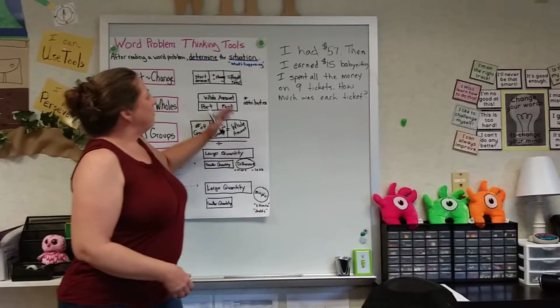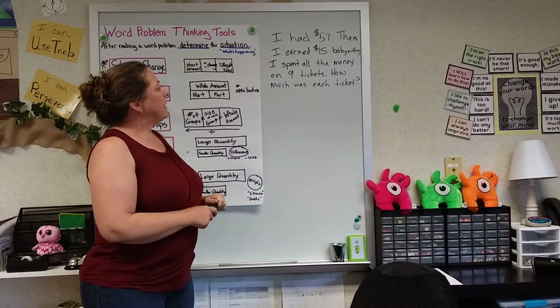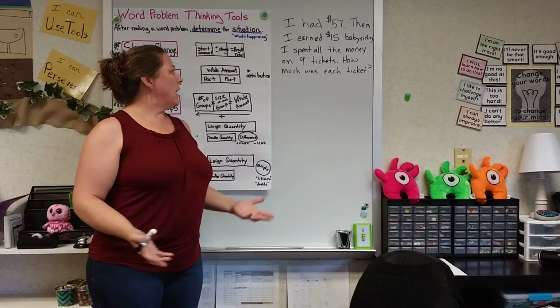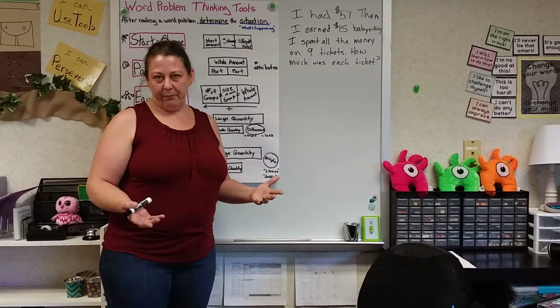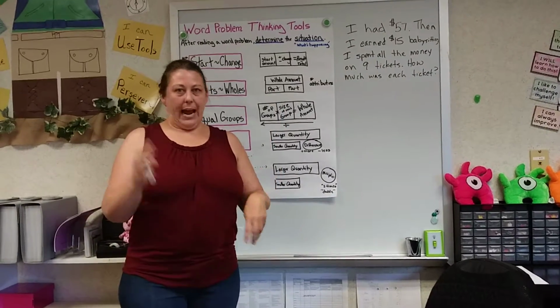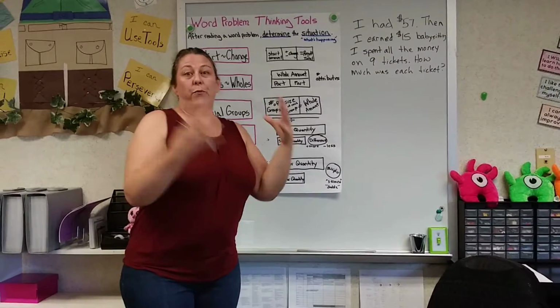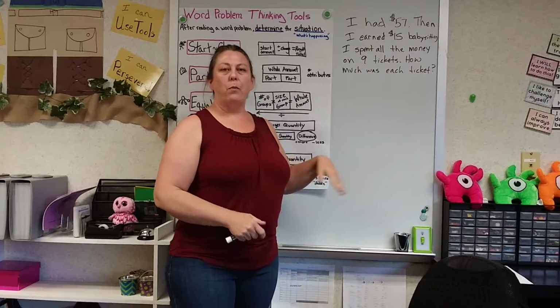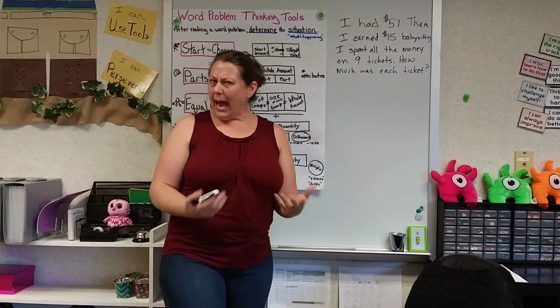If we have this word problem here: I had $57. Then I earned $15 babysitting. I spent all the money on 9 tickets. How much was each ticket? Traditionally, kids might just start guessing and wondering and adding and multiplying, and they just go for it before they ever stop and think. So I teach them, let's stop and think. What's the situation? What's happening?